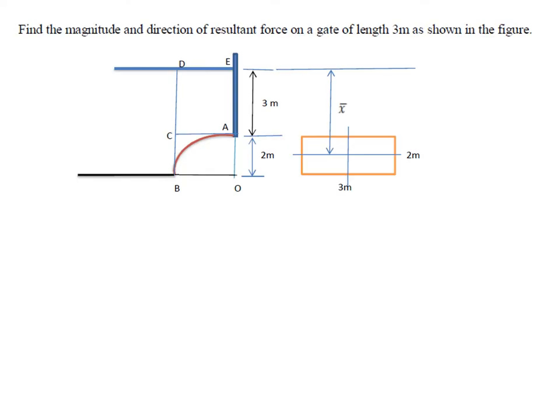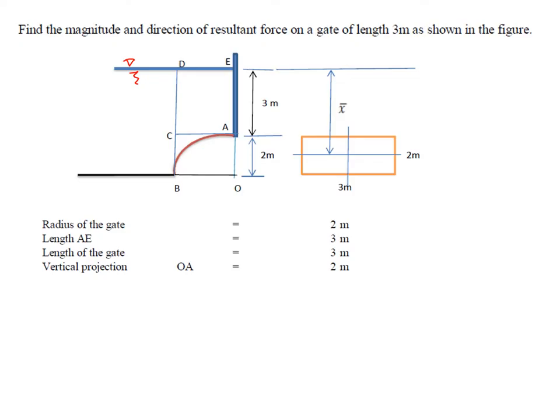Now this is the water surface. Nothing is mentioned about the liquid, so it should be assumed as water, with specific weight 9.81 kilonewton per meter cube. The top of the gate is 3 meters from the water surface. That's the data given. The radius of the gate is 2 meters, and the height AE, which is above the gate, is 3 meters.